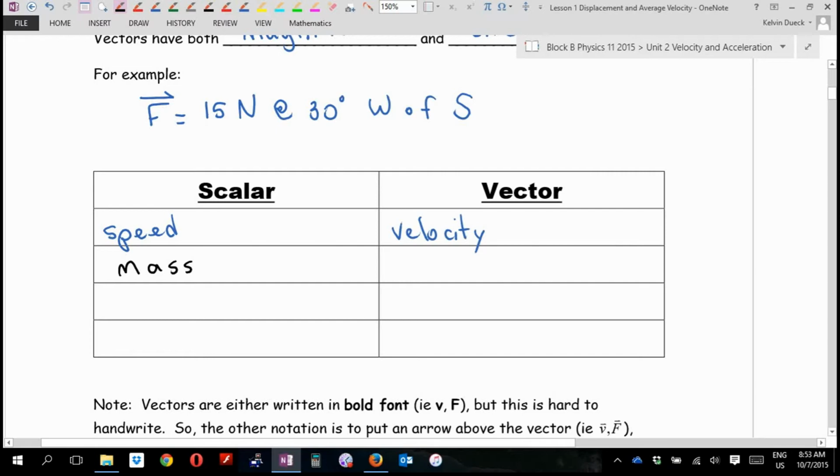Mass. Force. Time is a scalar. Well, I watched the Star Trek episode once, and they went backwards. No, time does not have a direction. It's a scalar. What is a vector? What is acceleration?